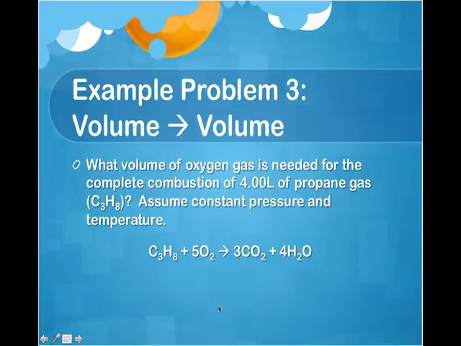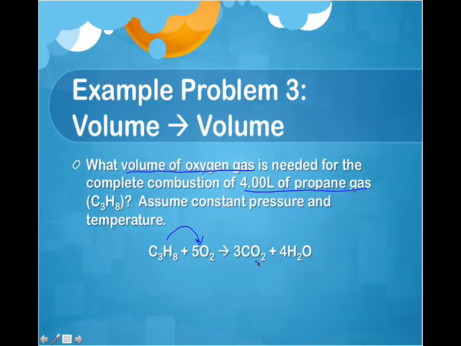Practice problem number 3 says, what volume of oxygen gas is needed for the complete combustion of 4 liters of propane gas, and assume constant pressure and temperature. So in this question they're asking about the volume of oxygen gas, and we're starting with a volume of propane gas. So because I'm starting in propane and going to oxygen, I'm switching substances, which means I need a balanced chemical reaction.